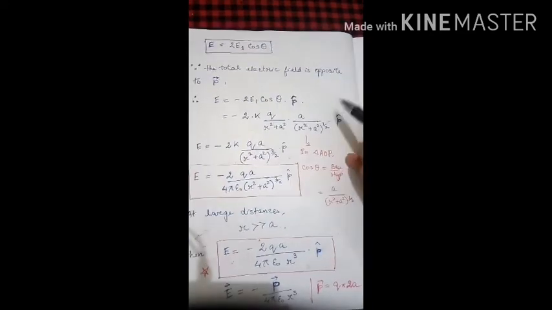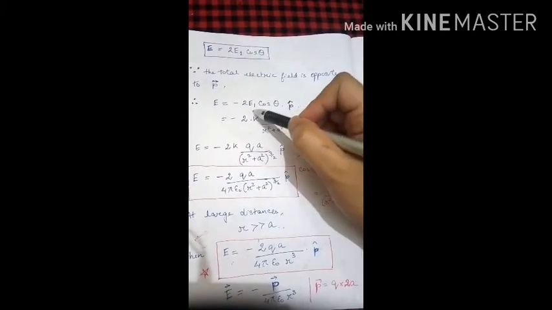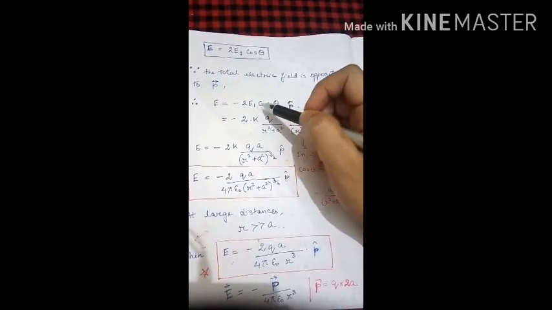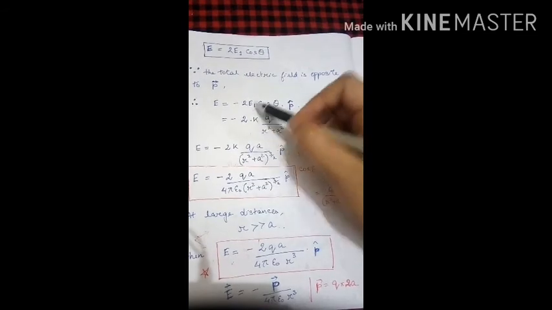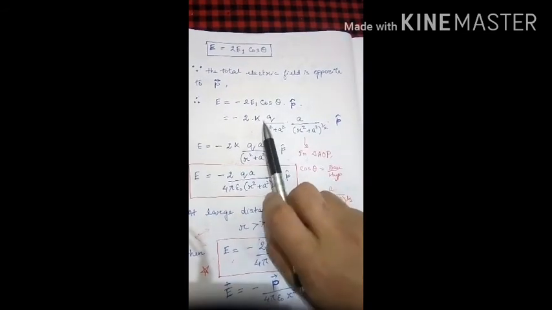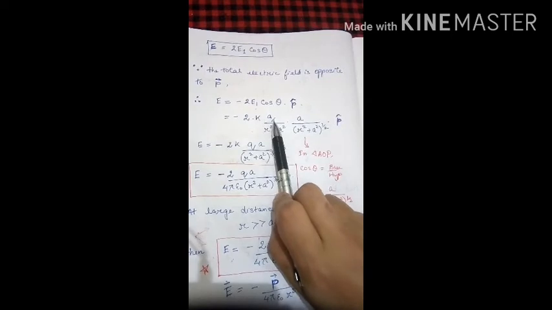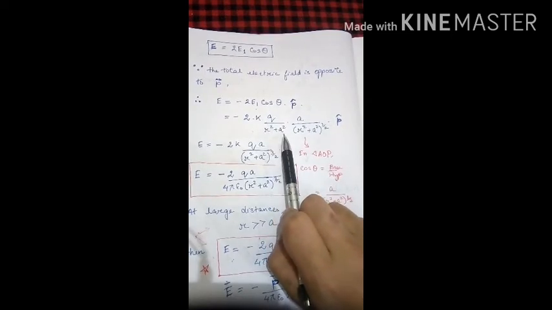Now we can simply put the value of E1. What was the value of E1? We have found it to be KQ divided by R square plus A square. So in this equation we are just replacing the value of E1. It will be Q divided by R square plus A square.